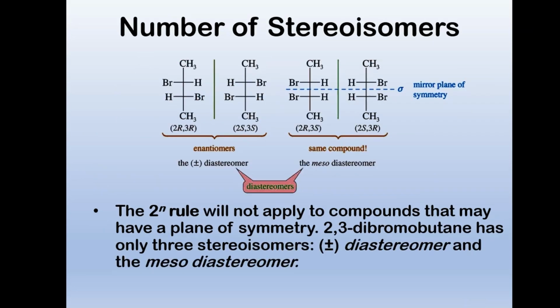So the 2 to the n rule, so let's just think about 2,3-dibromobutane, 2 chiral centers. So I go 2 raised to the 2, I get 4. Well, that's the maximum. We could have 3. And here is an example where we have 3. Here's one configuration. This is the assignment. Here's the mirror image. You can notice it's opposite. So these are non-superimposable mirror images. They're a pair of enantiomers.